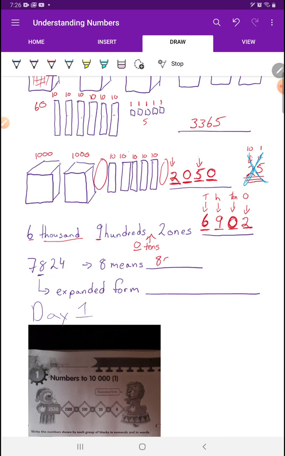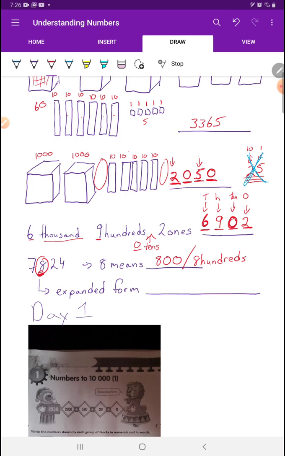The 8 means 800. You might be tempted to write the word hundreds, and you're not wrong. It is in the hundreds place. That's true. But when the book asks you what it means, what do we have right here? We have 800s, which means we have 800. That means the same thing.